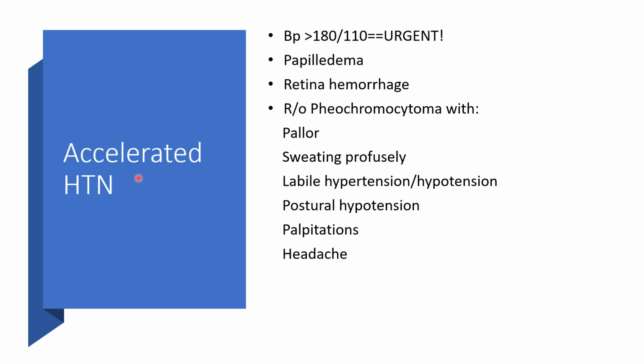Now, accelerated hypertension. The BP greater than 180 over 110 is also hypertensive urgency. There will be associated papilledema, retinal hemorrhage. We must rule out pheochromocytoma. Pheochromocytoma will present with pallor, sweating profusely, labile blood pressure with hypertension, postural hypotension, palpitations, and headache.